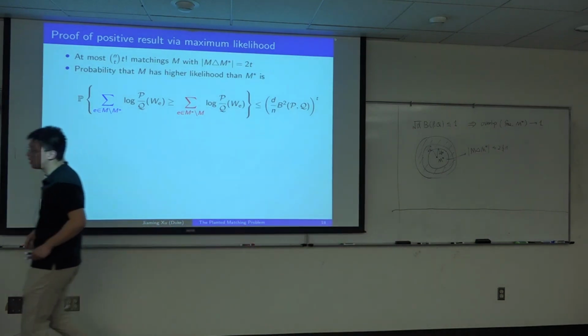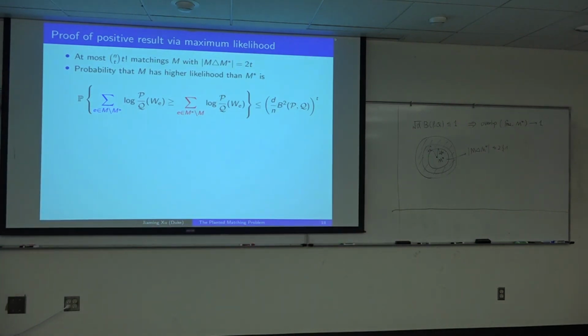The first step is to count how many such matchings there are. That's not that hard. You look at all the possible matchings with 2t different edges. You have your true matching, you pick n choose t as a subset of nodes, and then you just reconnect those nodes. So you have n choose t times t factorial many of them. It's an upper bound. You can make it precise, but this upper bound is already enough.